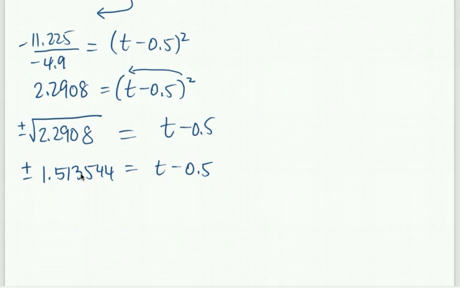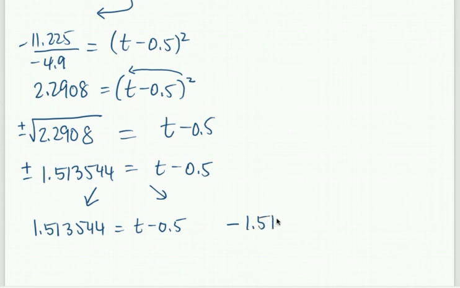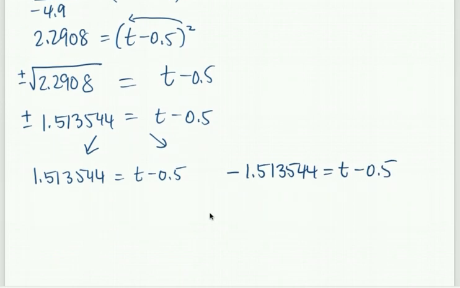Hopefully you see that there are actually 2 equations here that we can write now. So let's write them separately. The first one is where it's positive 1.53544 equals t minus 0.5. The other one is where it's negative 1.53544 equals t minus 0.5. We're going to solve this one, and we'll solve that one. Again, it's normal to have 2 answers coming out of quadratics.